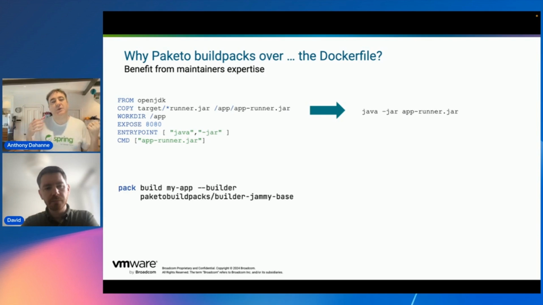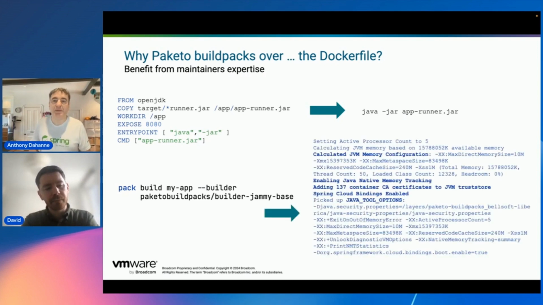How would you do this using Buildpacks? Well, you would, for example, use the pack CLI, which is the default implementation. So you would use the pack CLI with the build verb, give the name of your container image, and then you would specify a builder. So here, this is a Jammy-based builder, but you could also set another one. And of course, you could have a default builder. So you wouldn't even need to specify the builder. Anyways, what does that do?